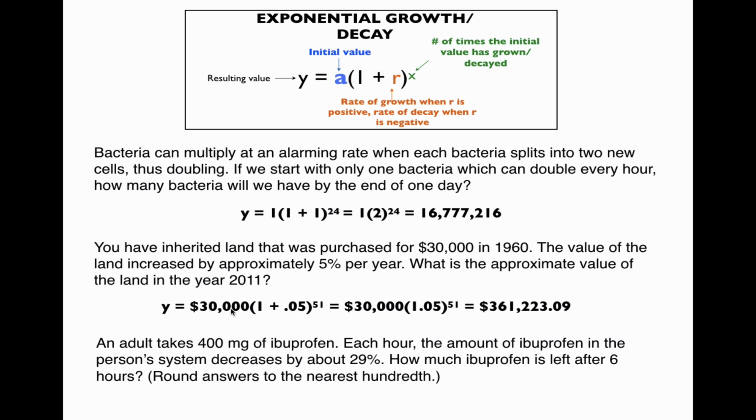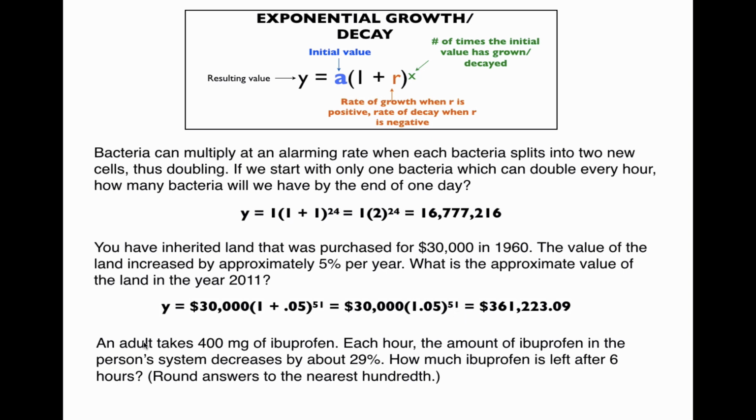And what we get is 30,000 times 1 plus 0.05, raised to the 51st power, which gives us this in simplified form. And when we use our nifty little calculation devices to simplify this expression, we get $361,223.09. Don't forget that 9 cents.